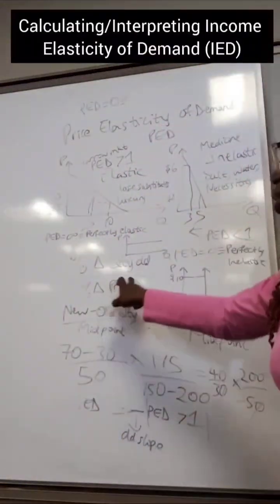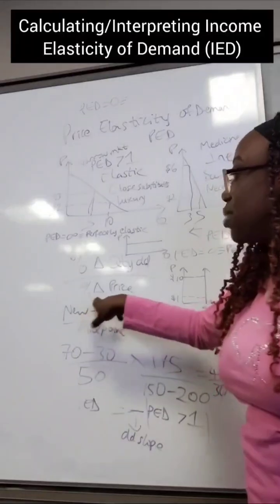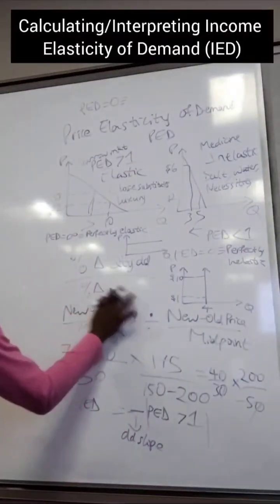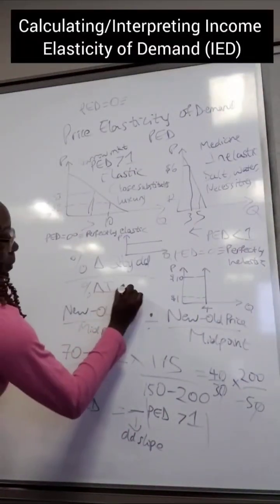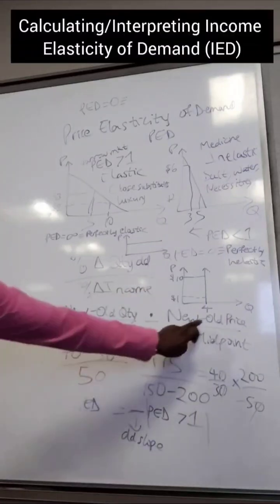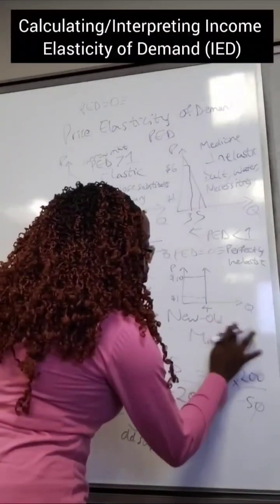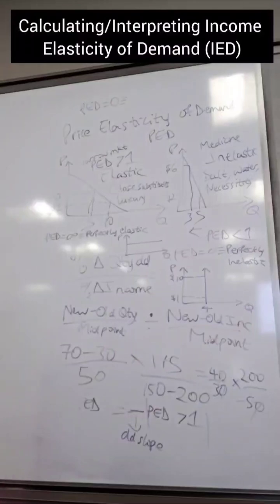So basically it's the same formula, but now instead of dividing by change in price, you're going to divide by percentage change in income. Okay, so here instead of having new minus old price, you would have new minus old income, and then your midpoint income. Okay, so that's basically it.